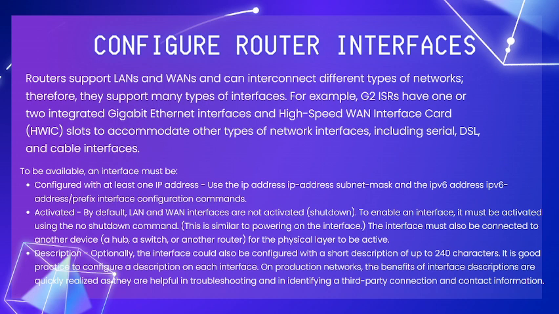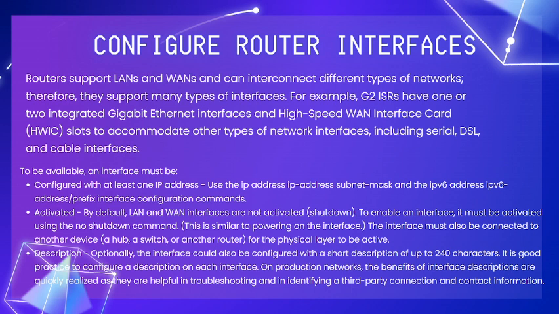LAN and WAN interfaces are not activated by default; they are shut down. To enable an interface, it must be activated using the no shutdown command, and this is similar to powering on the interface. The interface must also be connected to another device, a hub, a switch, or another router, for the physical layer to be active.